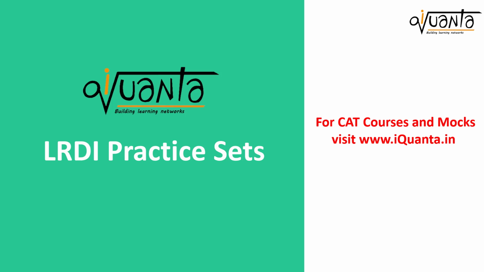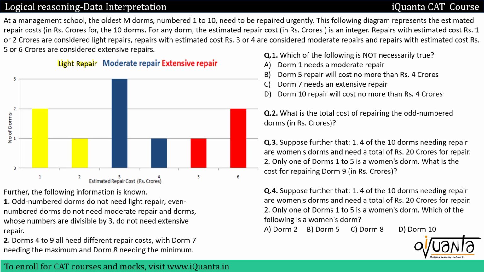Hello everyone. In this video we'll be solving a logical reasoning set from CAT 17. The question is, at a management school the oldest M dorms numbered 1 to 10 need to be repaired urgently. The following diagram represents the estimated repair cost in rupees crores for the 10 dorms. For any dorm, the estimated repair cost in rupees crores is an integer.